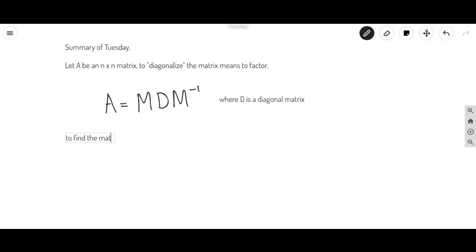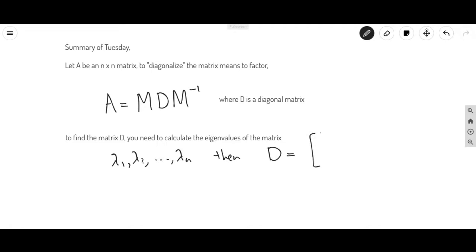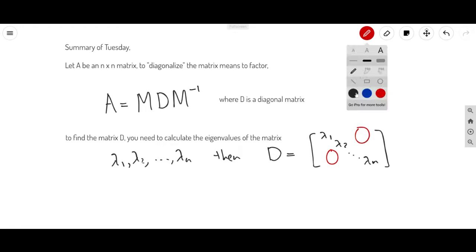To find the matrix D, you need to calculate the eigenvalues of the matrix. You find the eigenvalues of the matrix. And then D is going to be a diagonal matrix that consists of the eigenvalues, and then zeros everywhere else. And how do you find M?